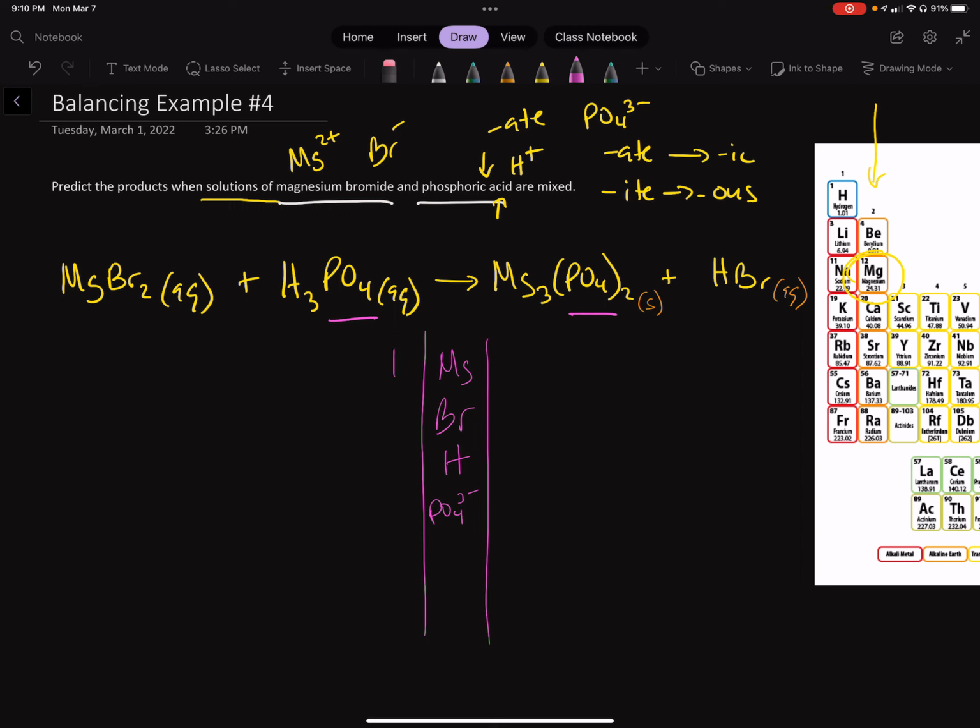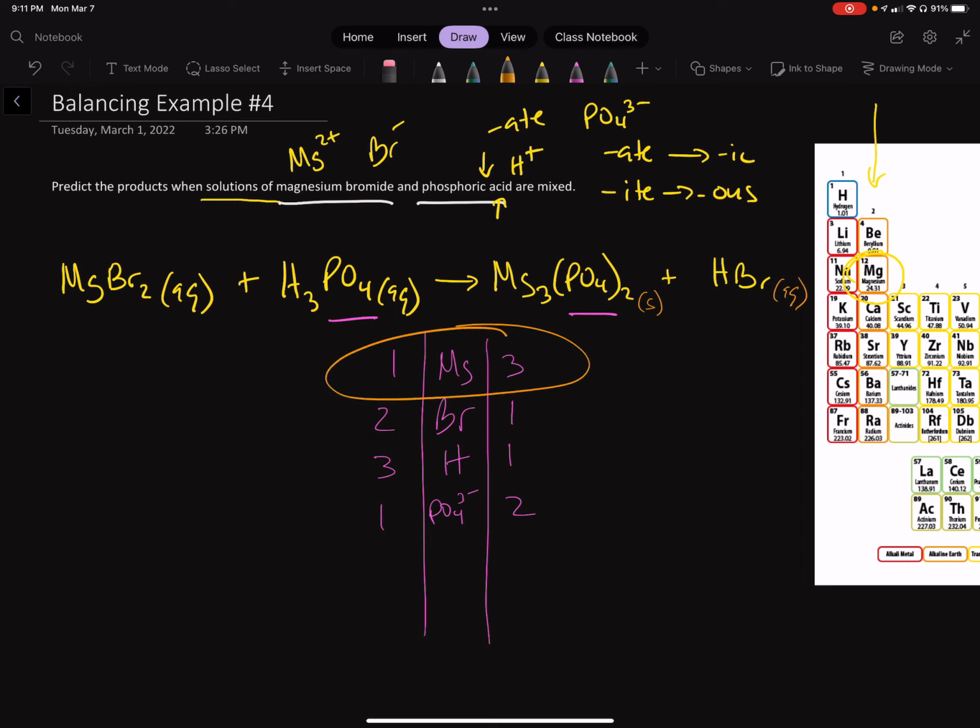So we start off by counting the number of atoms we see on both sides. Like magnesium, I see 1 on the left, 3 on the right. Bromine, I see 2 on the left and 1 on the right. Hydrogen, 3 on the left and 1 on the right. And the phosphate, I have 1 and 2. All right, so it's a kind of trial and error approach. Think about, okay, what is messed up? What should we focus on?